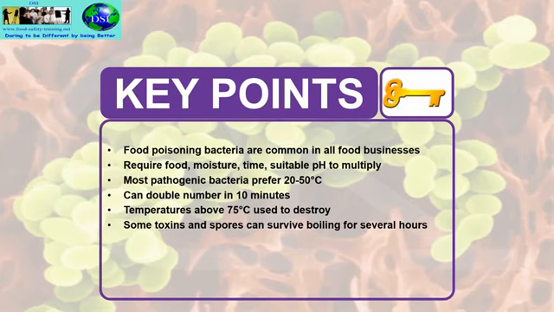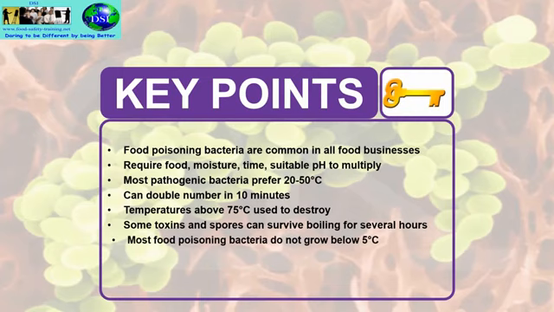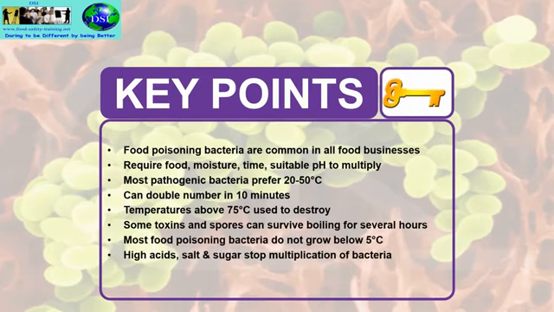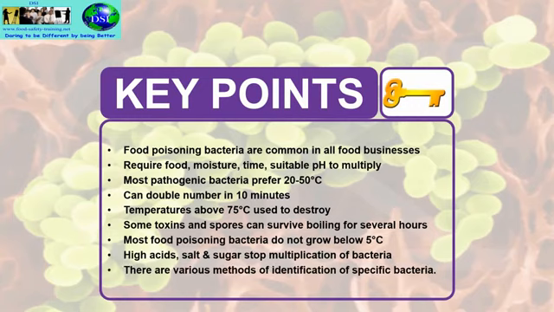Some toxins and spores can survive boiling for several hours. Most food poison bacteria do not grow below 5 degrees C. High acids, salt and sugar stop multiplication of bacteria. And there are various methods of identification of specific bacteria.